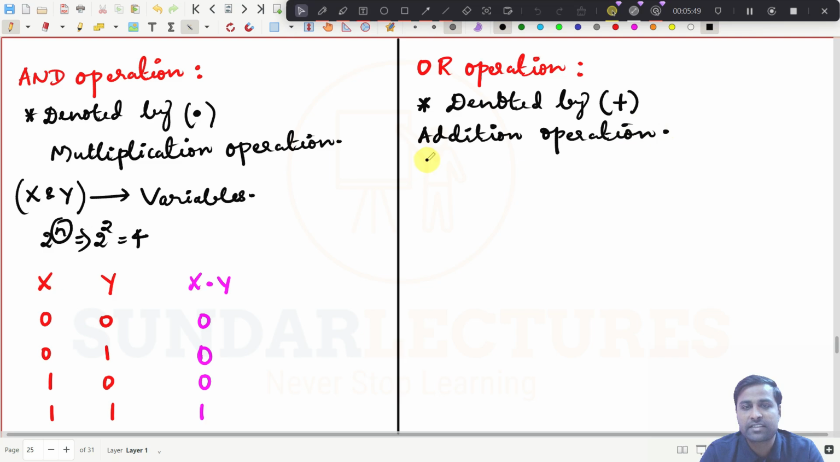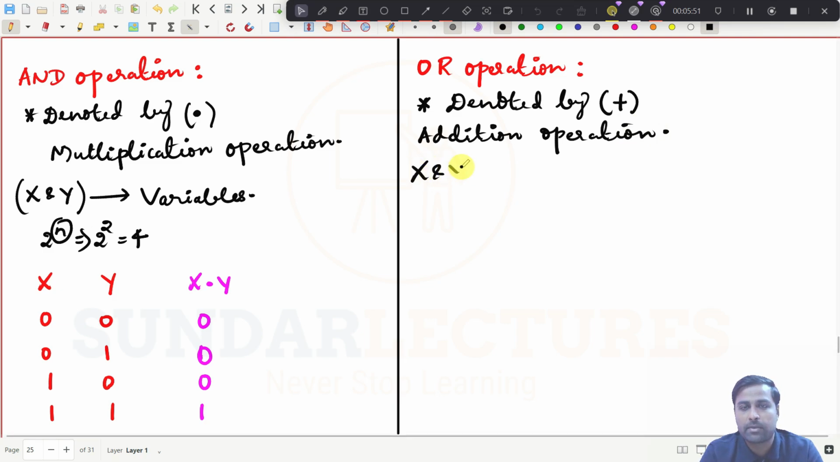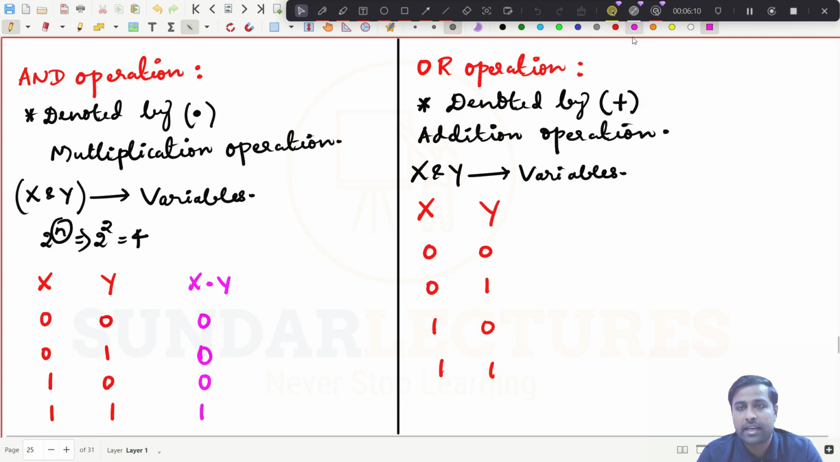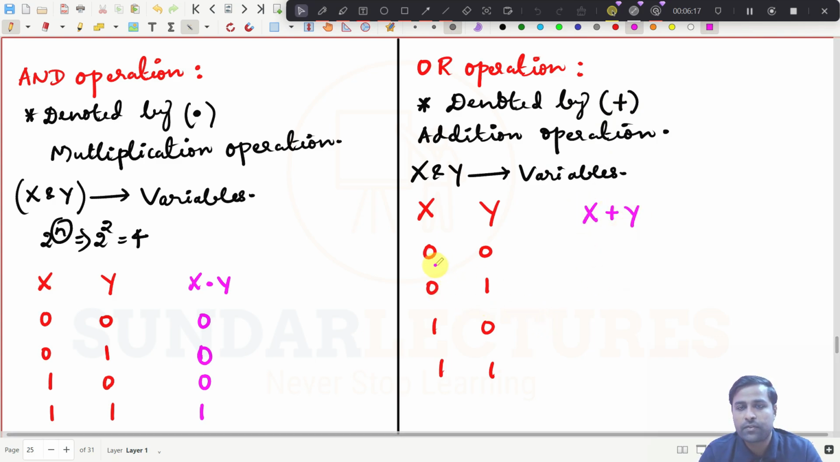Let us consider the same thing. X and Y variables are there. These two variables are there. Then what will it do? For example, the same thing, X, and then you have Y. So it will be 0 0, 0 1, then 1 0, and 1 1, and this OR operator will be like this, X plus Y, that's all. So if you add these two, what will you get? It is 0. If you add these two, you will get 1. If you add these two, you will get 1.